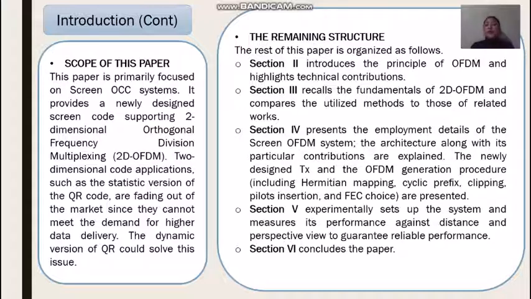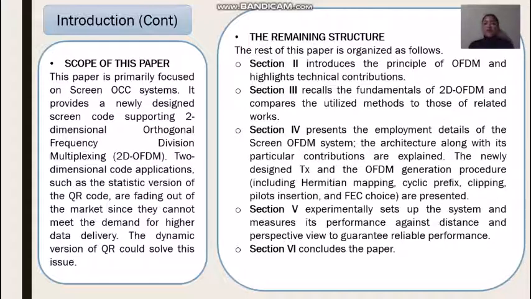And the final point of the introduction is the remaining structure. The rest of the paper is organized as follows: Sections 2, 3, up to Section 6. Section 2 introduces the principle of OFDM and highlights technical contributions. Section 3 recalls the fundamentals of 2D OFDM and compares the utilized methods to the related works.